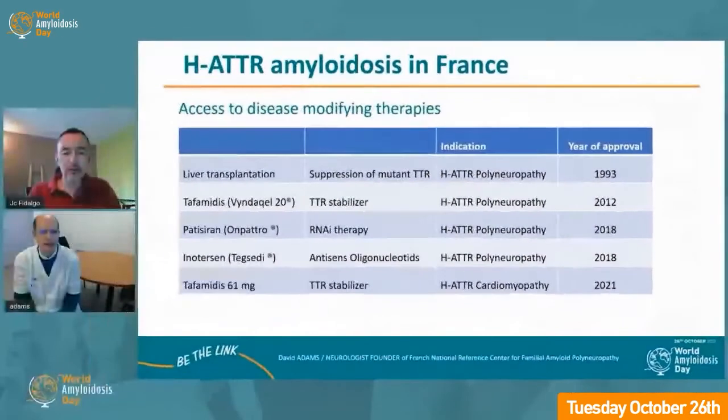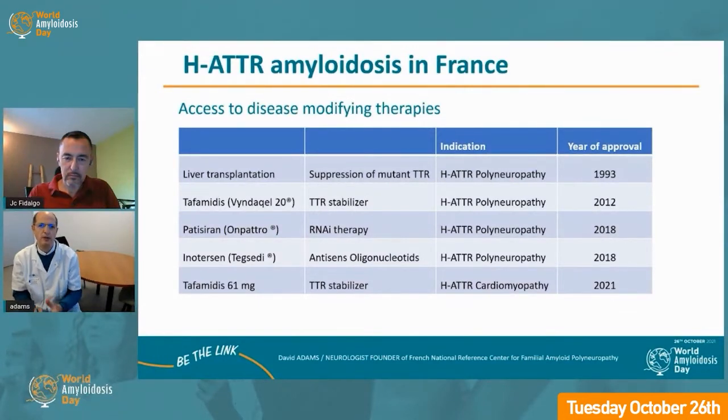So what is the evolution of the treatment for this disease? The first one was a heavy therapy. It was a liver transplantation proposed by the Swedish teams in 1990, and the first one was performed in France in Paul Brousse Hospital in 1993. The goal was to suppress the main source of mutant TTR.